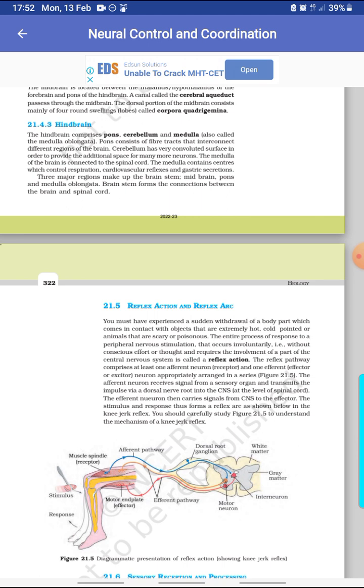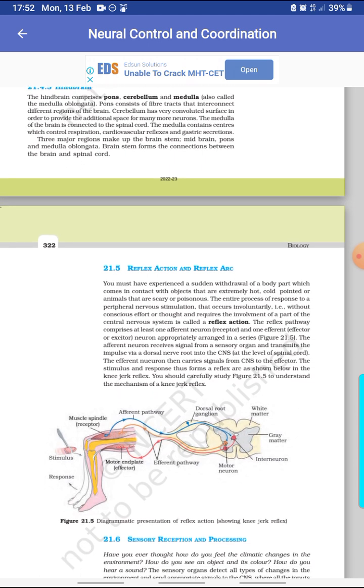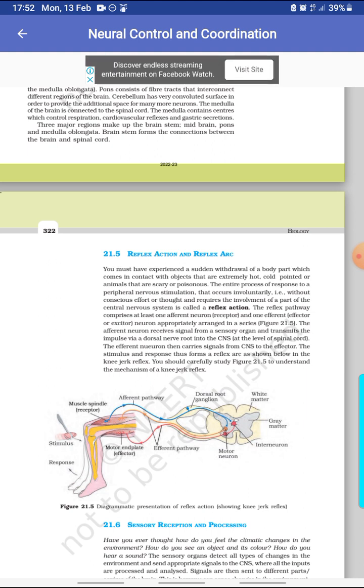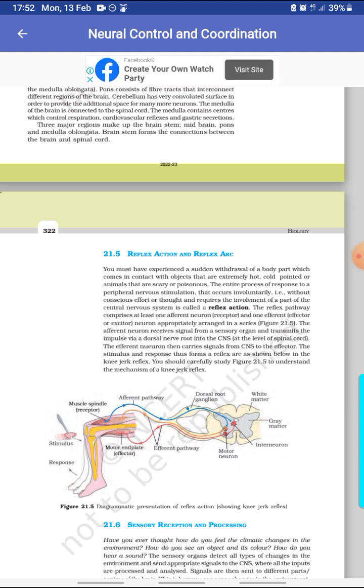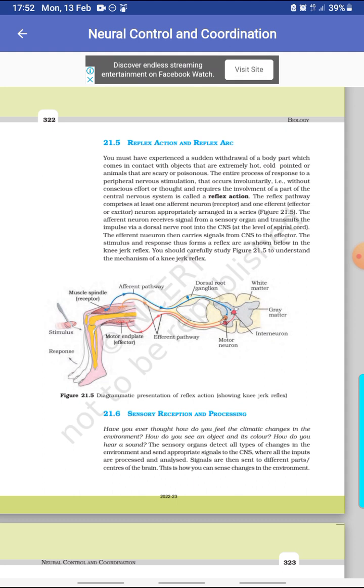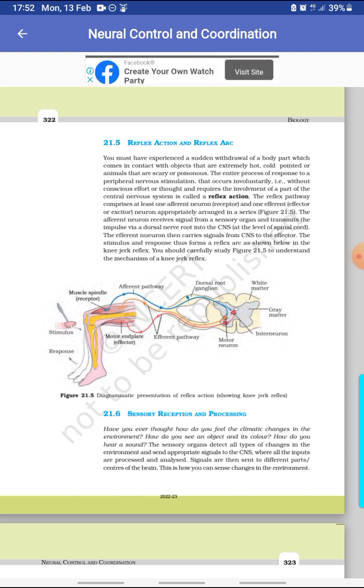Reflex action and reflex arc. You must have experienced a sudden withdrawal of a body part which comes in contact with objects that are extremely hot, cold, pointed, or animals that are scary or poisonous. The entire process of response to a peripheral nervous stimulation that occurs involuntarily, that is without conscious effort or thought, and requires the involvement of a part of the central nervous system, is called the reflex action.